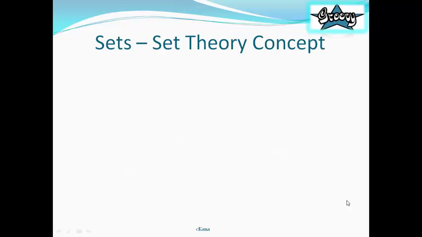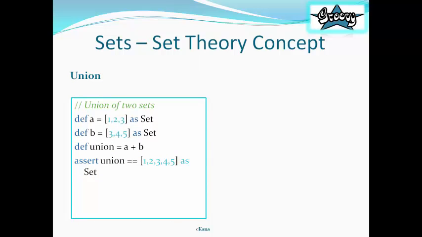Now let's study the set theory concepts. Union. This is the first concept. Union of two sets. This is set A, this is set B, and the union gives this set. So basically two sets A and B and a third set C, where C combines all distinct elements of both A and B. Set C would be a union of A and B.